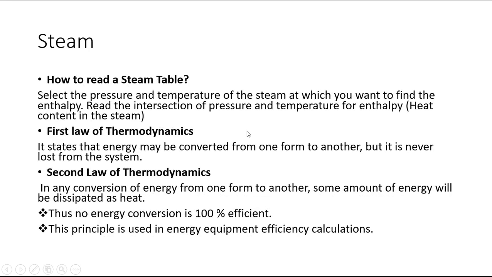Next, as an auditor in electrical energy conservation, an auditor engineer should know about the steam table. First, select the pressure and learn how to read a steam table. Select the pressure and temperature of steam at which you want to find the heat content or enthalpy. Read the intersection of pressure and temperature for the enthalpy and heat content in the steam. The next term is the first law of thermodynamics.